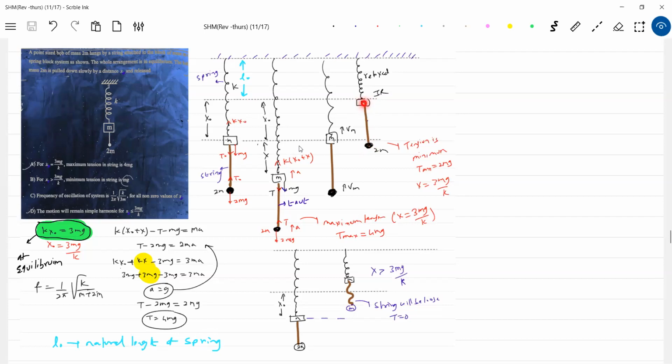So what is the state of the blocks? Instantaneous rest. And what will be the tension here? It will be 2mg, no? The tension in the string will be equal to 2mg. After this, again, it will move down. So like that, it will be executing SHM. So what is the time period of all these blocks?